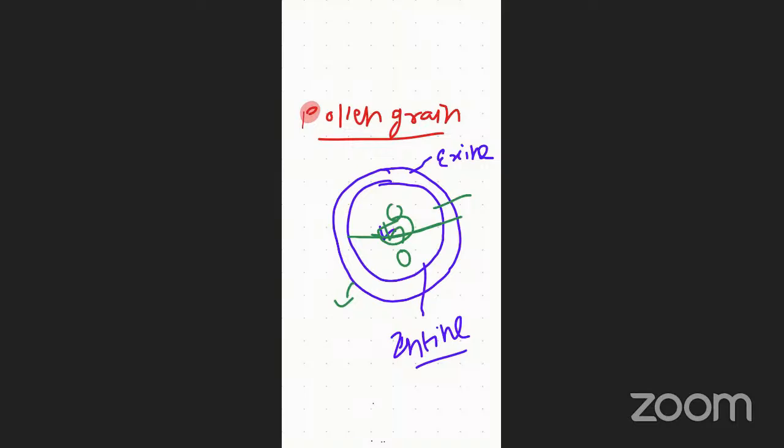Is it clear? And another important point is the chemicals. The outer layer exine is chemically made up of sporopollenin.